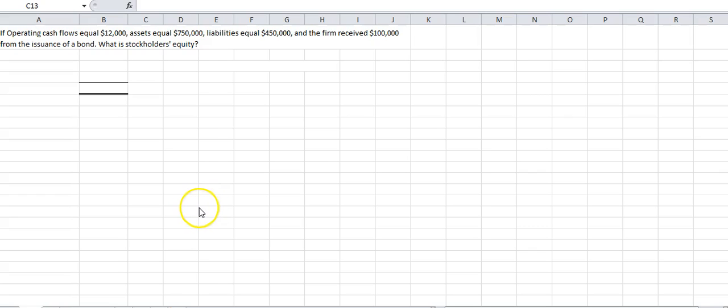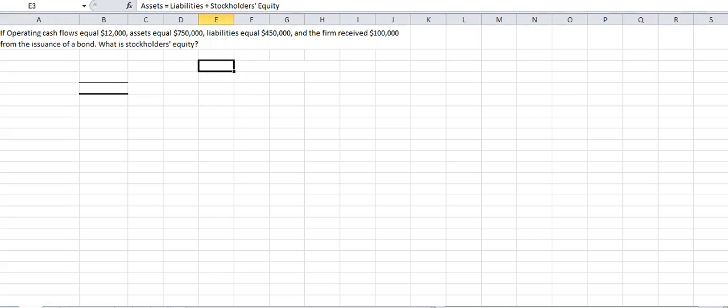First one says if operating cash flows equals 12,000, assets equal 750,000, liabilities equal 450,000, and the firm received $100,000 from the issuance of a bond, what is stockholders' equity? Well, this question is a little bit misleading, okay, because it's giving you more information than you need. In order to calculate stockholders' equity, all you need is assets and liabilities, okay? So you could ignore operating cash flows and you could ignore the $100,000 from issuance of bonds, right?